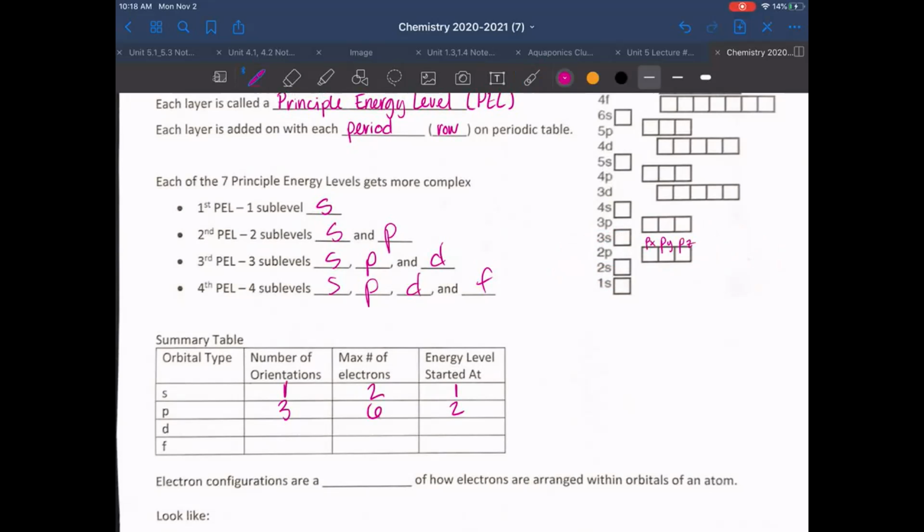For d, we have 5 different orientations. Each of these still can only hold 2, so it is a max number of 10 electrons. We don't start seeing this till energy level 3. f has 7 different orientations with a max number of 14, starting at 4. But like I said, we probably won't really get into the f orbitals here for the scope of this class.